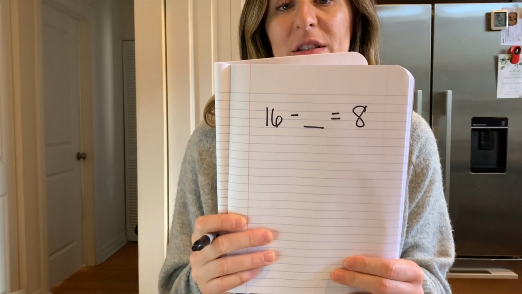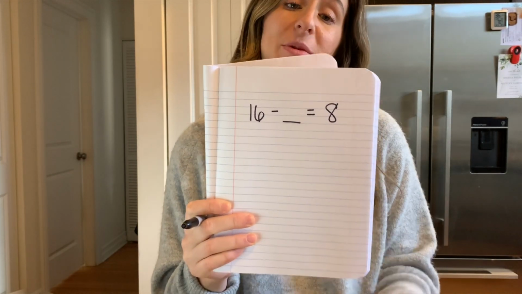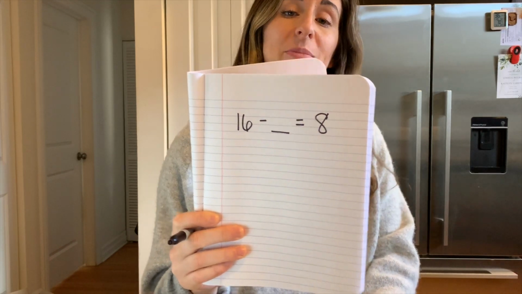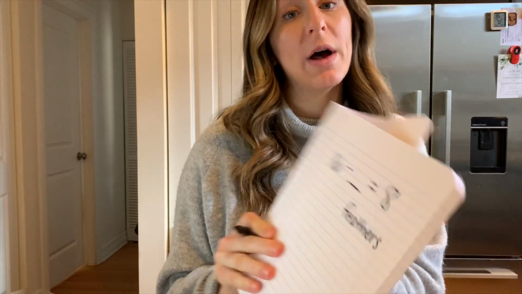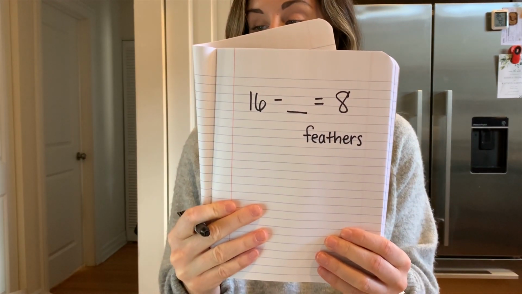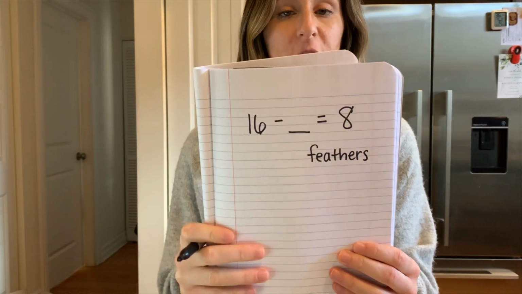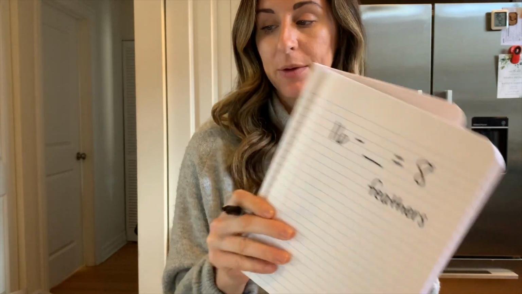That number sentence would look like this. Your job is to figure out what that missing number would be. And then also we're going to label that number story with the word feathers because that's the thing that Kim was collecting. Go ahead and figure out what that missing number could be.